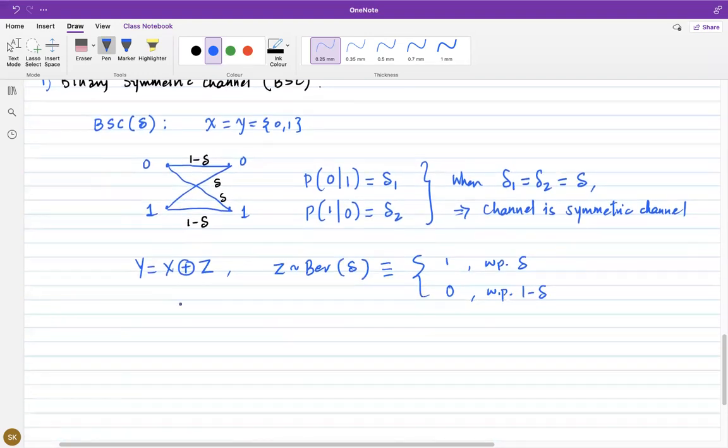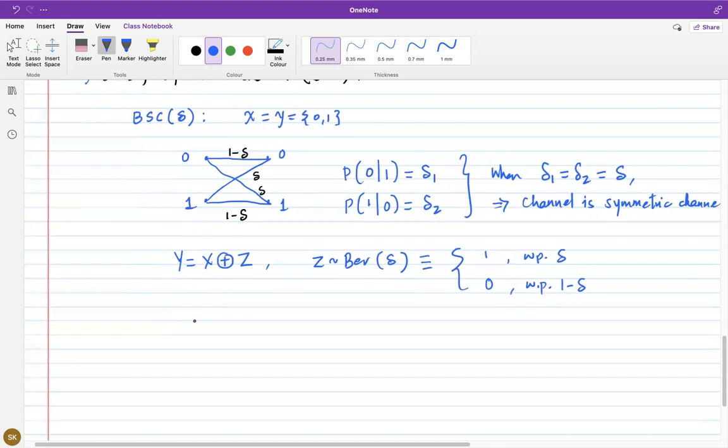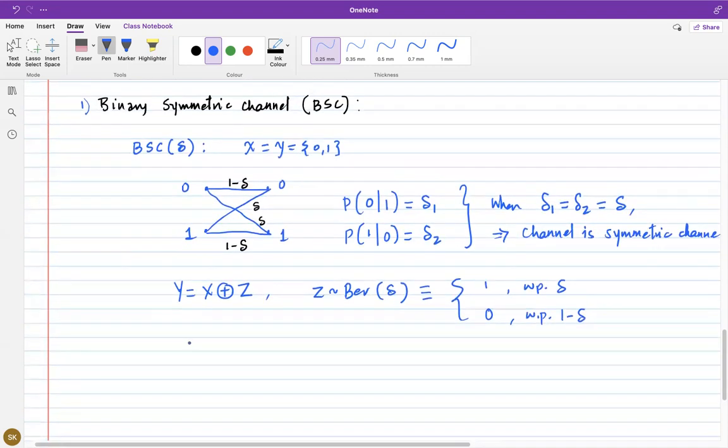Note that for any input x, you invert the bit once it gets XORed with 1, and that happens with probability delta. That is, it changes its original message. So 1 changes to 0 or 0 changes to 1 with probability delta. And if the output remains the same as x, then z takes the value 0, and that always happens with probability 1 minus delta. So that was all about the binary symmetric channel.